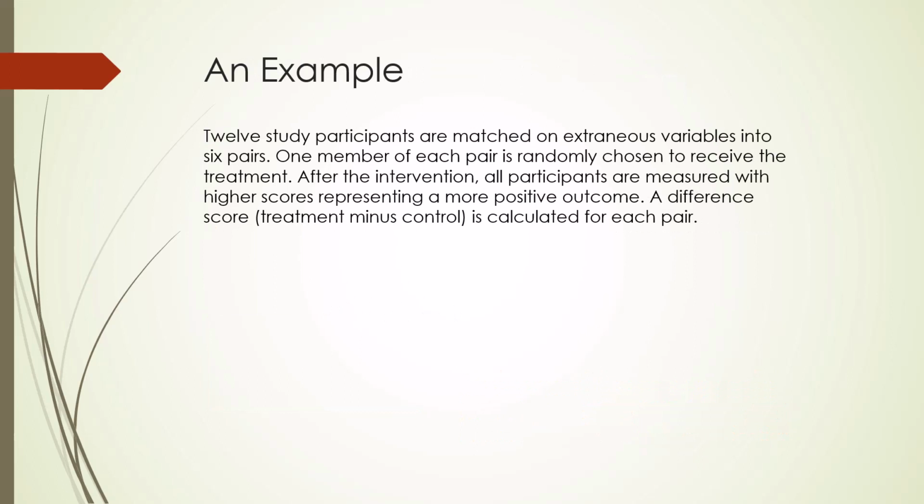Here's an example. 12 study participants are matched on extraneous variables into 6 pairs. One member of each pair is randomly chosen to receive the treatment. After the intervention, all participants are measured with higher scores representing a more positive outcome. A difference score, let's say treatment minus control, is calculated for each pair. So because we're looking for higher scores to represent more positive outcomes, then a difference that is a positive number will favor the treatment and a difference that is a negative number will favor the control. Let's suppose we get these 6 differences.